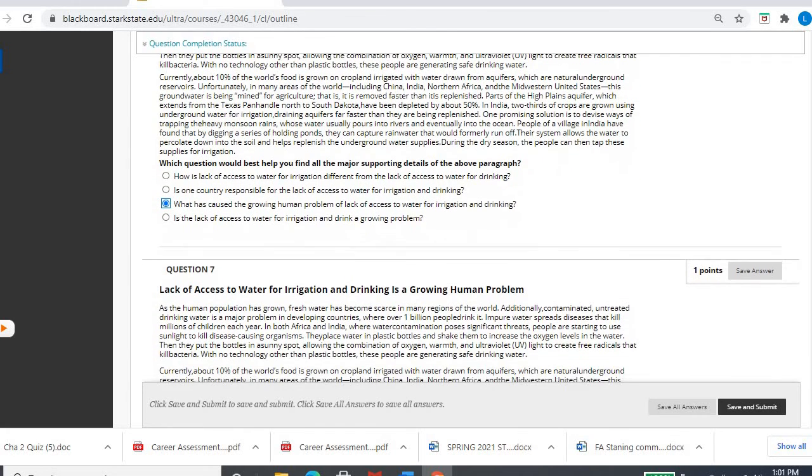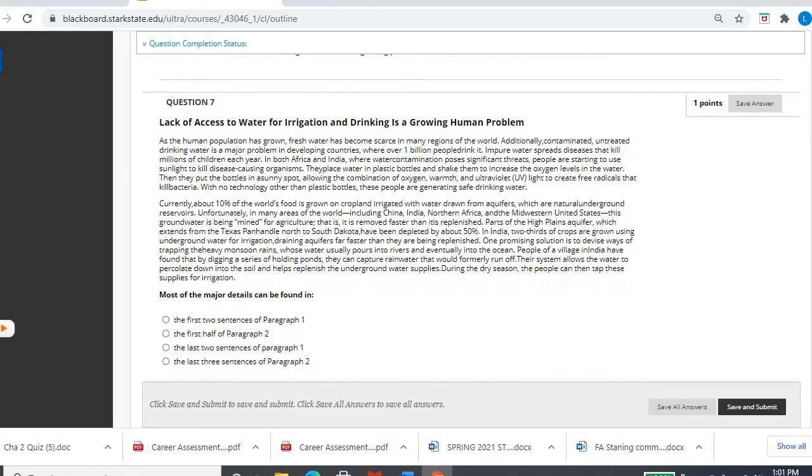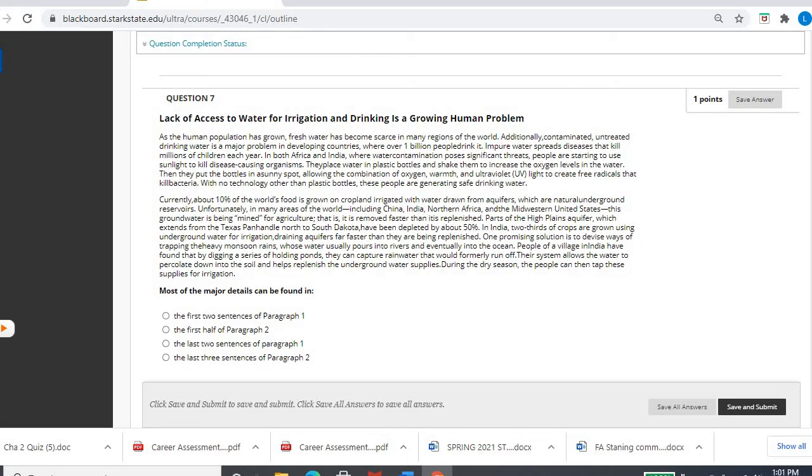Okay, scrolling down to question 7. It wants to know most of the major details can be found in what? So if we look at our 2 paragraphs, lack of access to water for irrigation and drinking is a growing human problem. As I read, this is talking about clean water, but then down here it starts talking specifically about the irrigation issue and lack of access to that. So to me, a lot of the major details are going to be in this second paragraph.